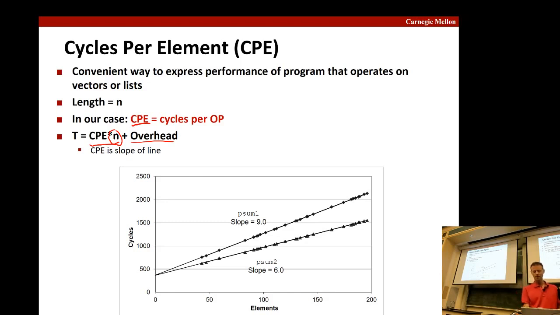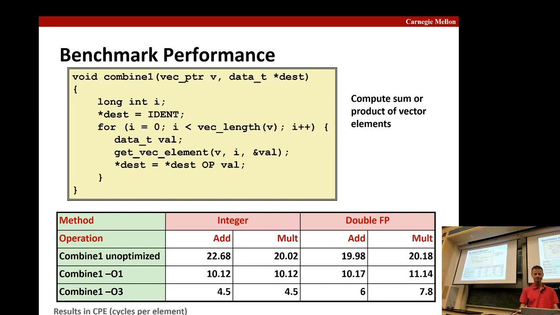And so another way to think about that is that the CPE is the slope of the line. So here, if I'm spending 9 operations per element, then the slope is going to be 9. But if on the other hand I only spend 6, the slope is going to be 6, right? And the x-axis here is the number of elements in the vector. So just changing the n. All right, so let's see how it does.